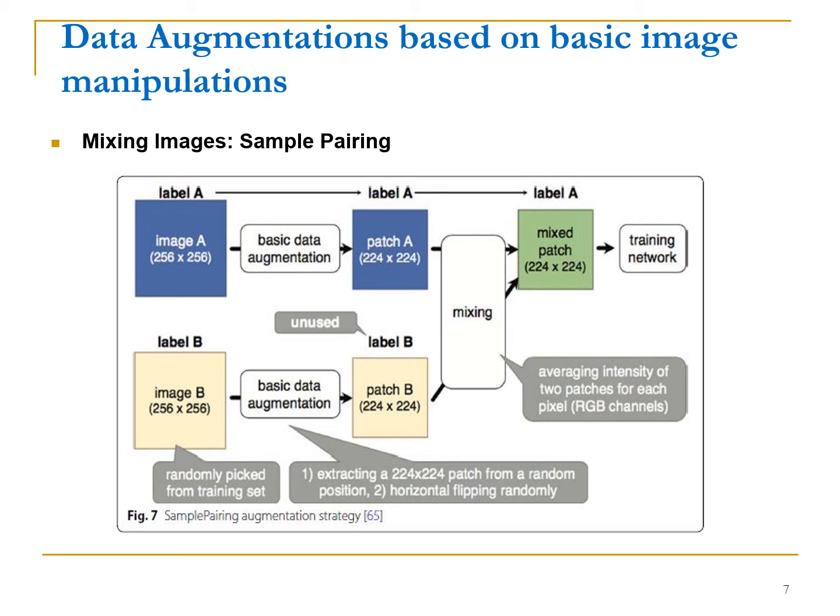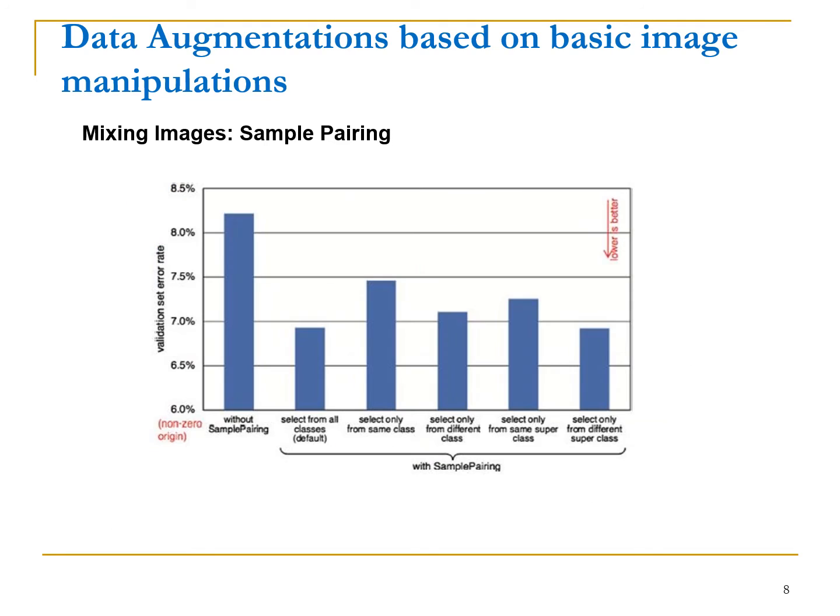So this method of sample pairing has brought significant improvement in validation, and it has also been observed that the greatest reduction in validation set error occurs when the candidate images A and B for sample pairing are selected from all the classes. If A and B are selected from the same classes, then also there is some reduction in validation error, but not as much as it would be if they were selected from all the classes.